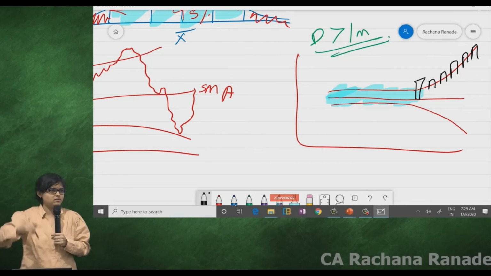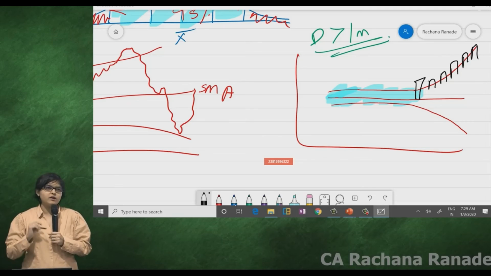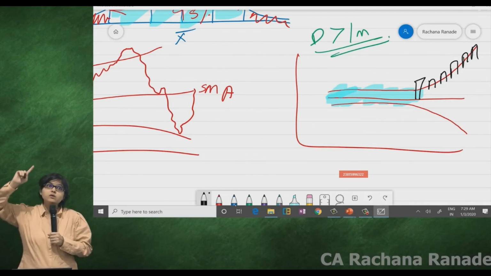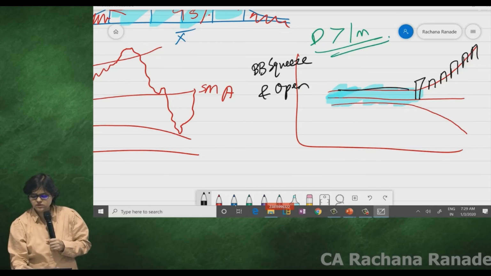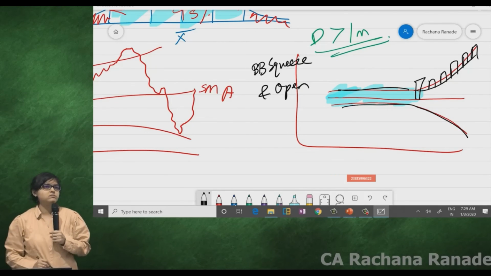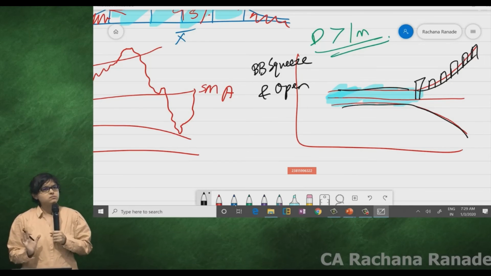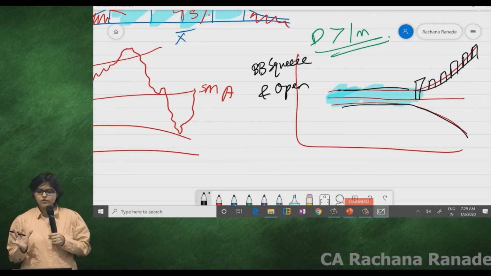Walking along the band. Very good. Either it will break the band and go up, or it will walk along the band. This will happen after there is a BB squeeze and open. This is BB squeeze, this is BB open. Both strategies for BB revised properly. Any doubt for this? No?